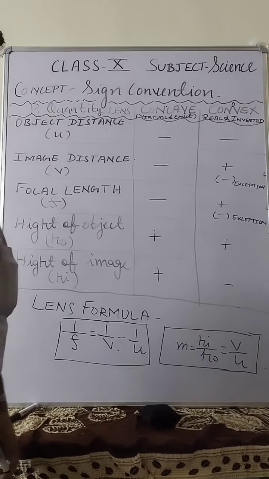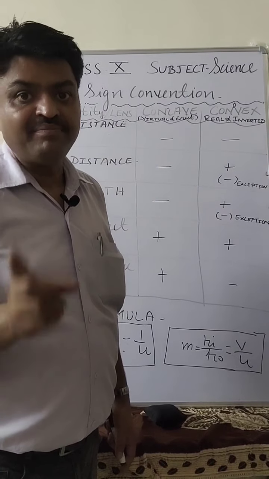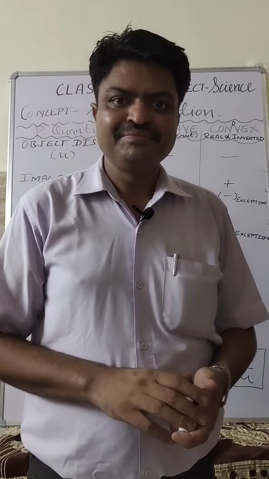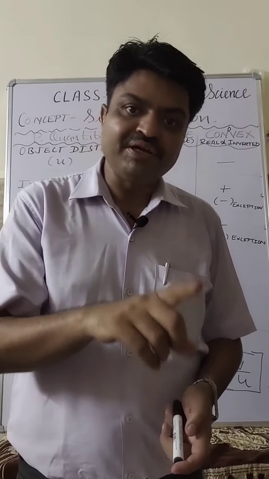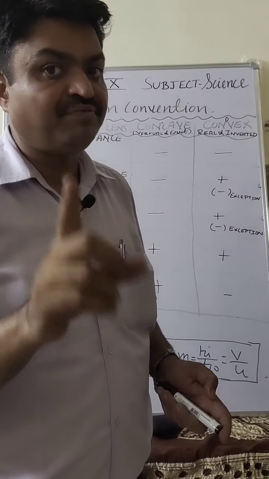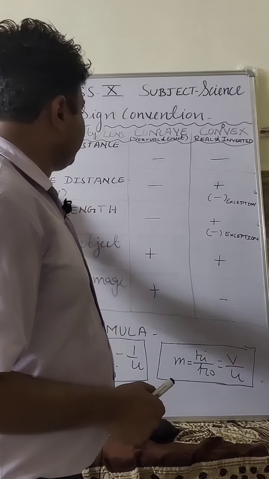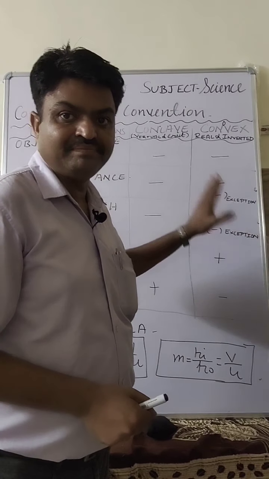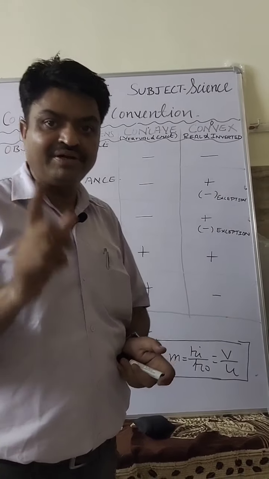But there is one exception, student. In the convex lens, when the object is placed between the focus and the optical center, a virtual and erect image is formed. At that time the image distance and the focal length become negative, so it is an exception. Otherwise, in all the other cases, generally a real and inverted image is formed.